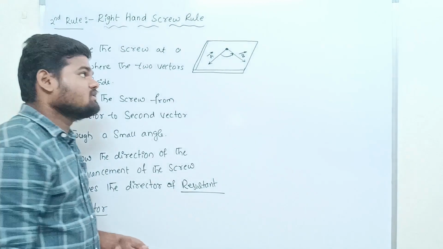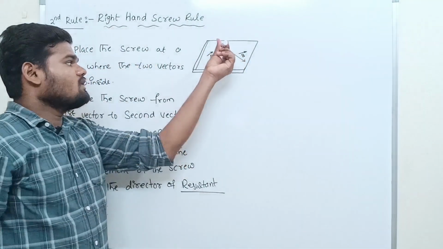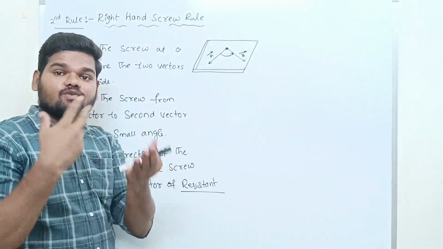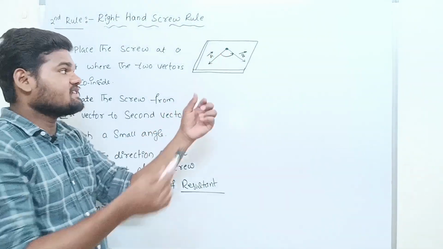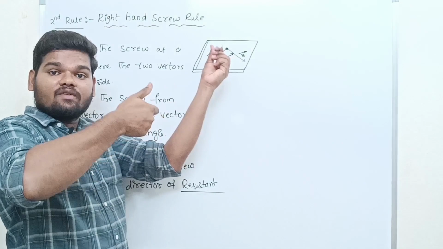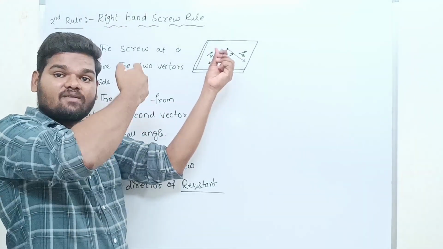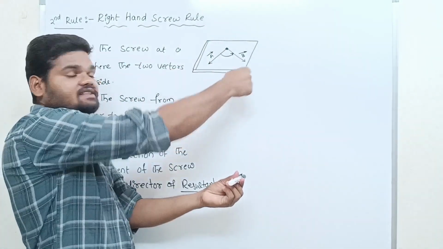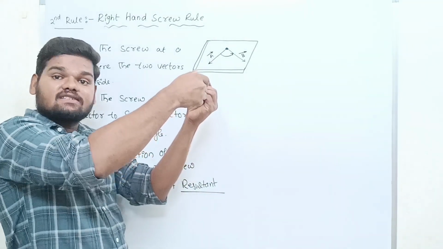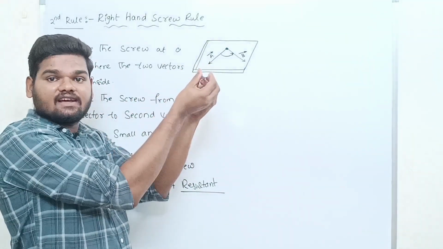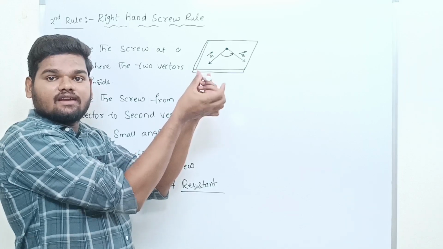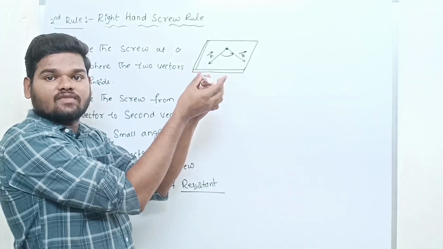Have a look. We have to place the screw at the point where the two vectors coincide. It is clear that at this point the two vectors coincide. Now we have to rotate the screw from the first vector to the second vector through a small angle. I'm just rotating the screw from first vector to second vector. A bar to B bar.